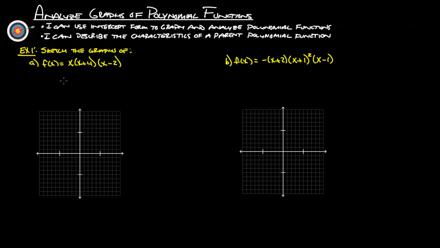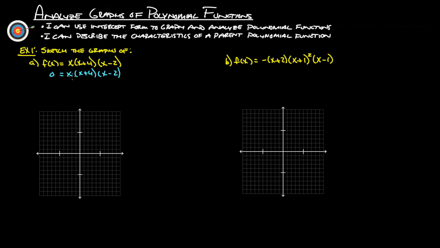Okay, so really the quickest, easiest way to do this is to go through and find out where all of our x-intercepts are, right? So we want to know when does this whole thing equal 0? So when does 0 equal x times x plus 4 times x minus 2? And again, as long as one of these three equals 0, we're set.